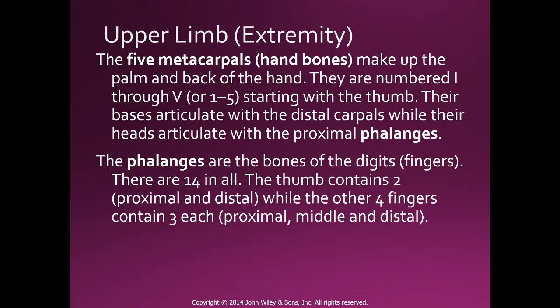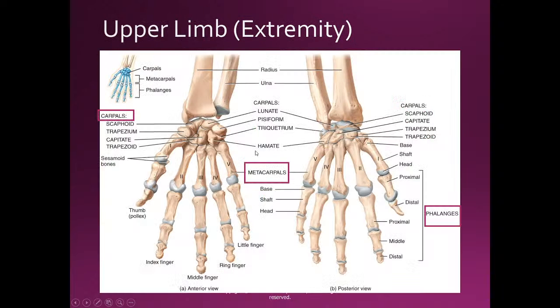The bases articulate with the distal row of carpals, and then they have heads that articulate with the proximal phalanges. Now the phalanges are the bones of the fingers or the digits. Digits is the proper word for fingers. And there are going to be 14 in all. The thumb contains 2, a proximal and a distal phalanx, and then the other four fingers each have three: a proximal, a middle, and a distal phalanx.